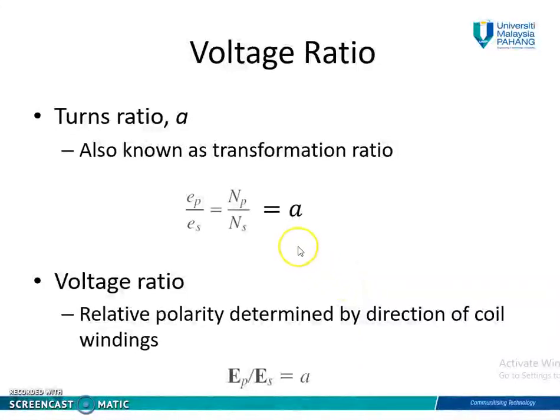Simplified from both equations shown in the previous slide, the turns ratio a is equal to the voltage induced in the primary winding divided by the voltage induced in the secondary winding. It is equal to the number of loops in the primary winding divided by the number of loops in the secondary winding. The relative polarity is determined by the direction of the core windings.